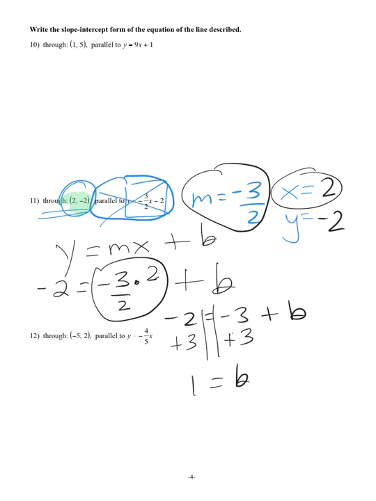So what's the equation for 11? 1 equals b. Okay, so put it together. 1 equals b and m equals negative 3 halves. Put it together. Y equals negative 3 halves x plus 1. Right.